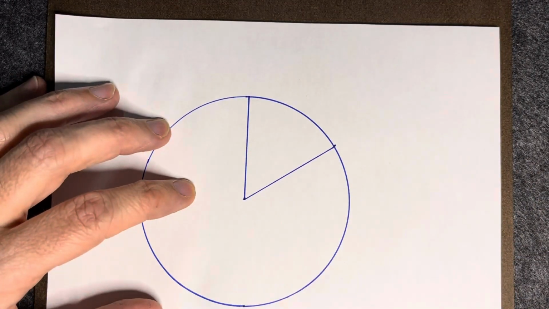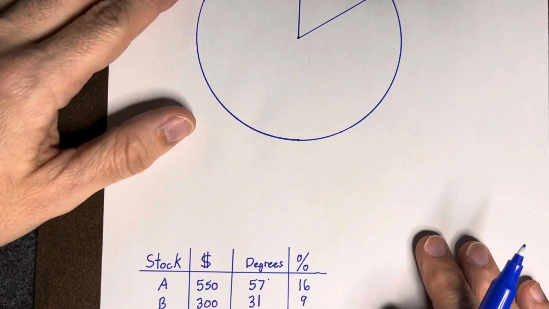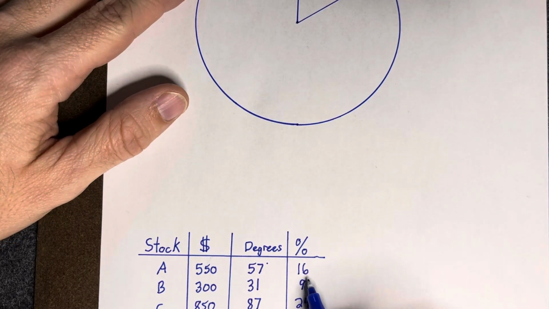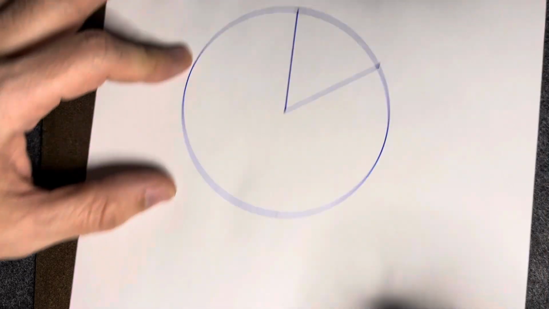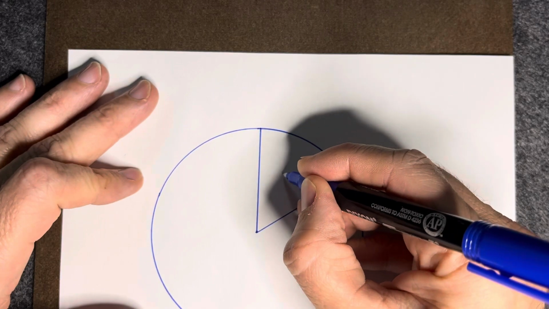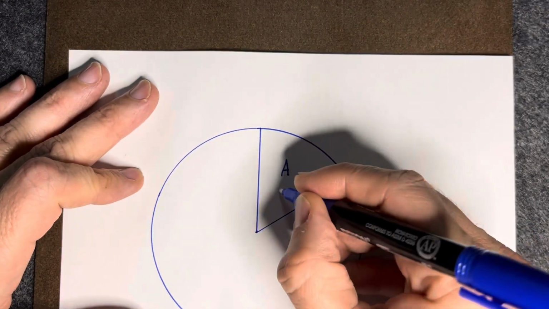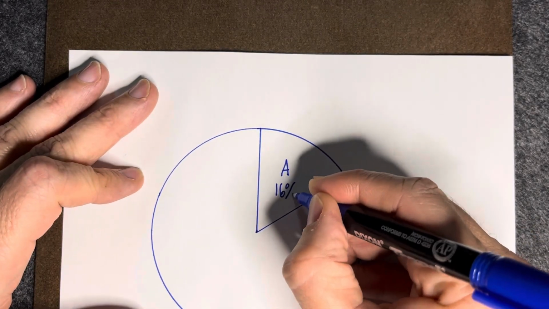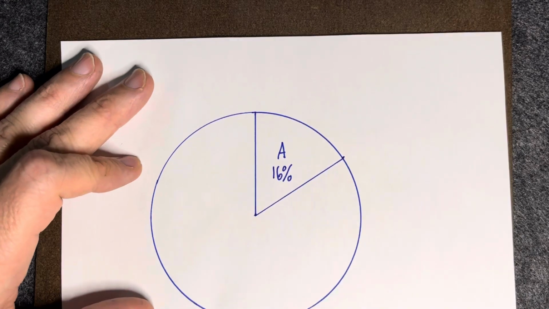And that's your first pie piece. So here we see that it's 16%. So in here, I'm just going to put an A and 16% because this is stock A.